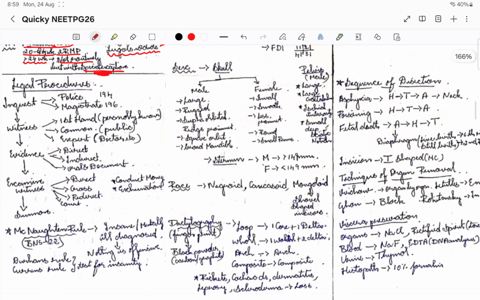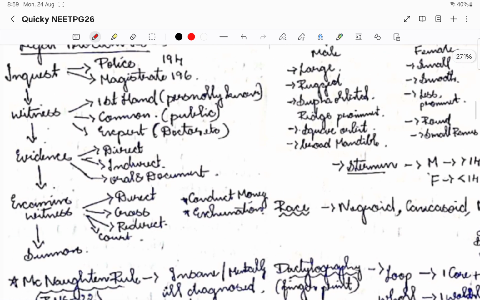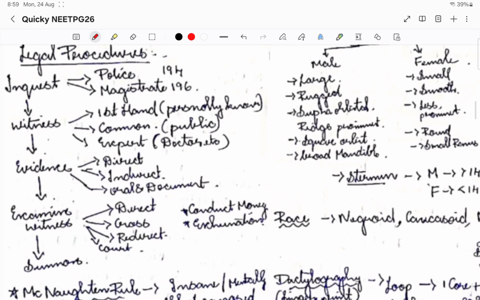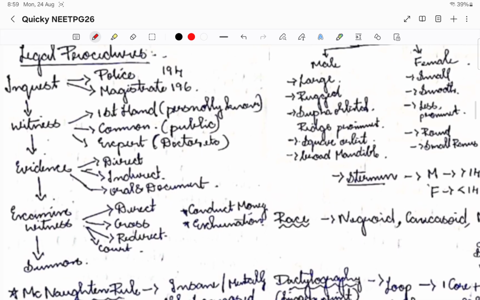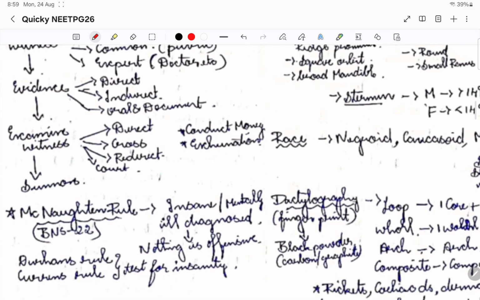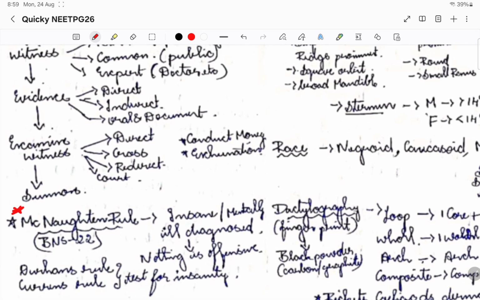Then moving on to legal procedures. There have been no questions asked from legal procedures, but the specific thing was they were asking about the cross examination and these things. So let us see how it happens, where exactly this cross examination and all will come. And one more thing, previous year question is McNaughton's rule. So we'll come back to that.